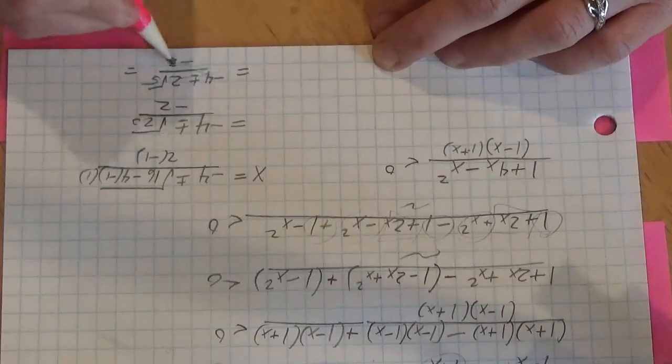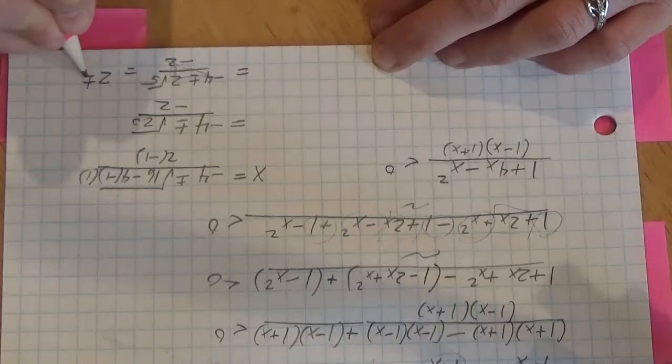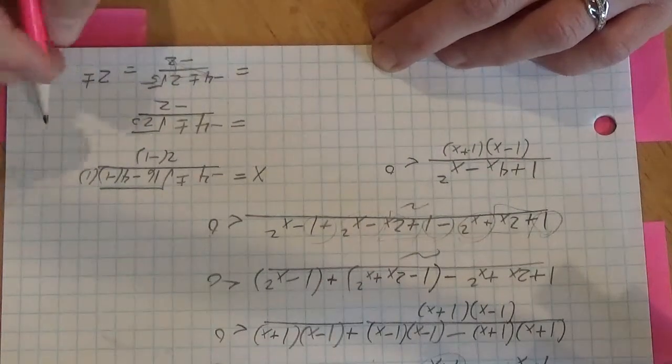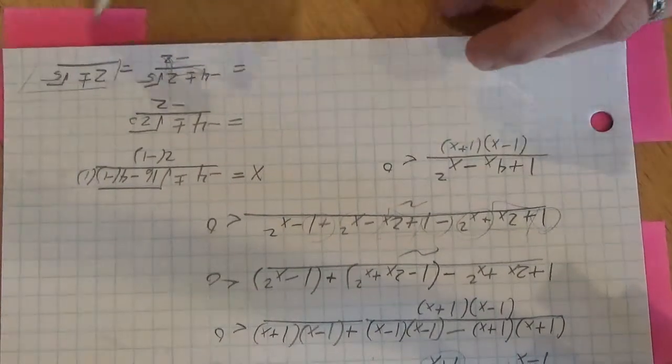So we can divide everybody magic triangle style by a negative 2. We get 2 plus or minus, same thing, over 5. And those are those. Okay.